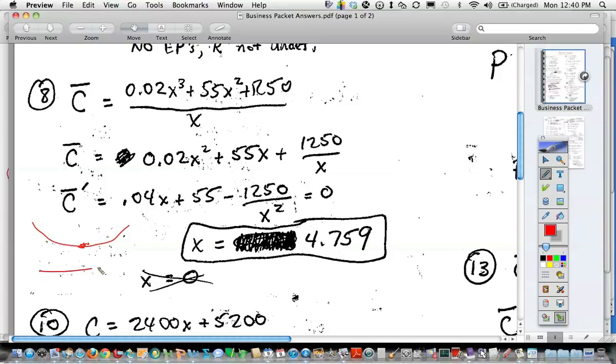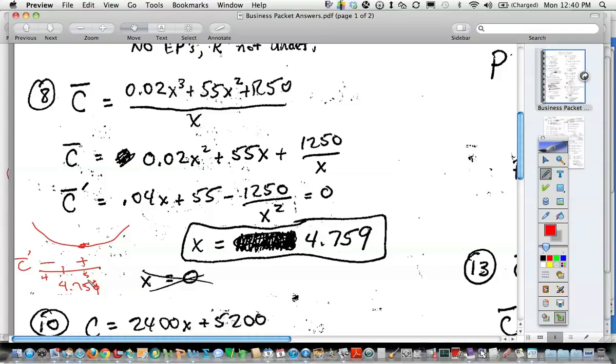So you might say, well, I should do a number line. Yes, you should do something like that. You put 4.759, and you put in a 4, put in a 5, you get a negative, you get a positive. So that's clearly a minimum. However, you've got to answer the question. How many units should you produce to get the minimum average cost?